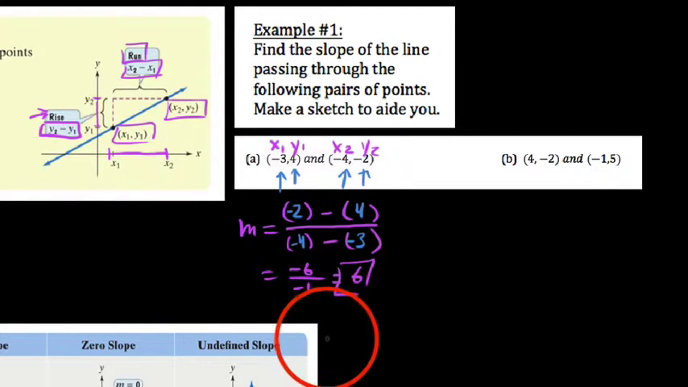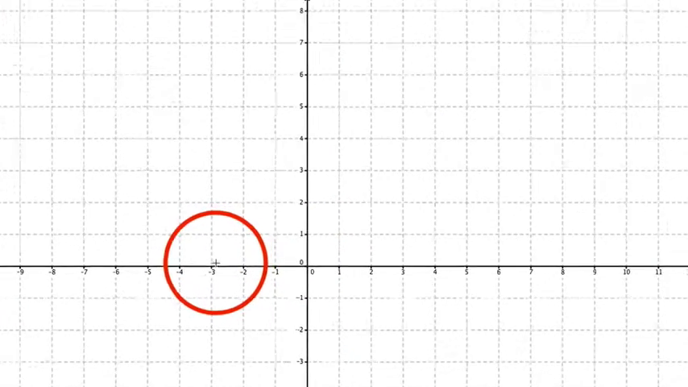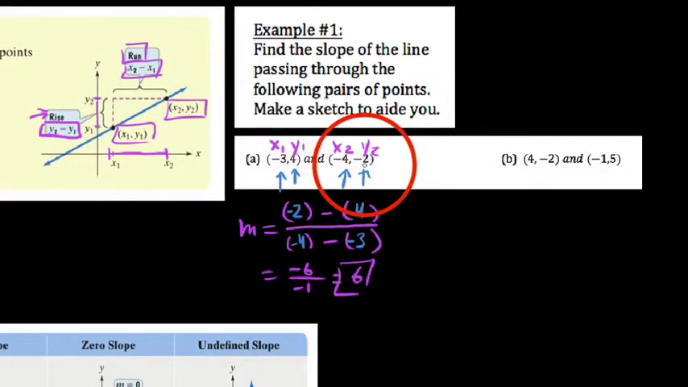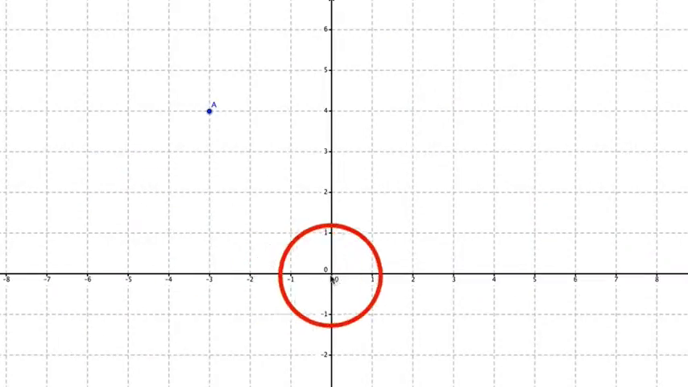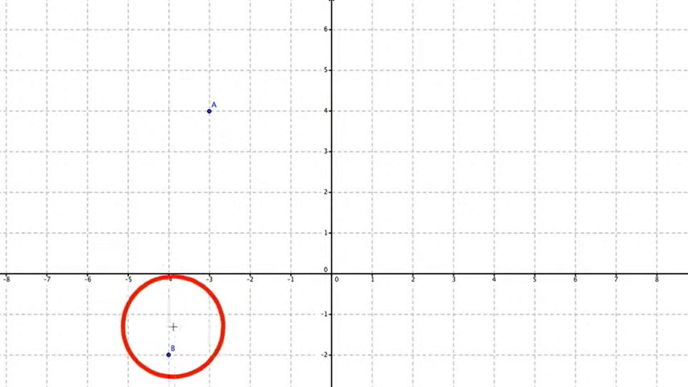Now one thing I wanted to do was make a sketch of this, and to aid us in this, I'm going to use a program here. I'm going to go left 3, up 4, and I'm going to draw a dot there. And our other point that we had here was left 4, -2, so we'll go left 4 and then down 2. We said we wanted to find the slope of the line passing through these two points.